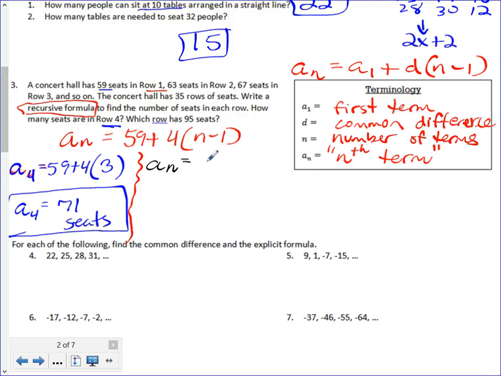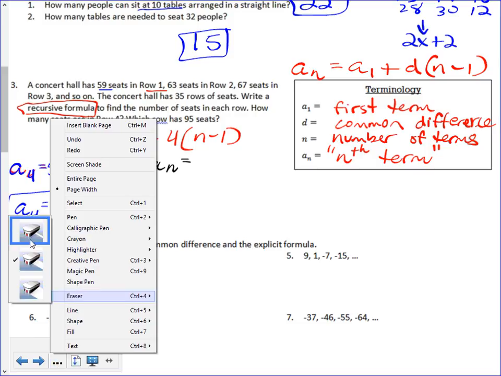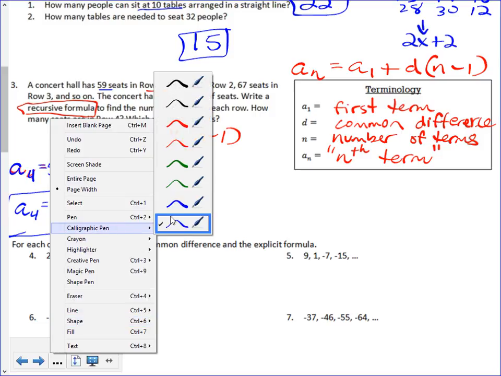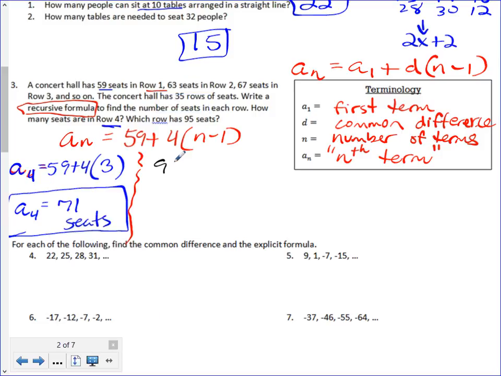Next. This time I'm going to leave a sub n as it is. I'm going to leave the nth term right there, because we don't know what that is. That's what we're going to find out. We're going to find out which row has 95 seats. So actually, where does 95 go? 95 is the number of seats, so it goes out front.